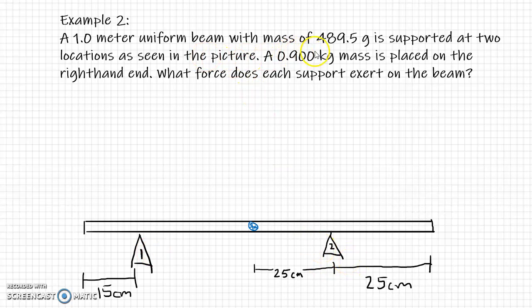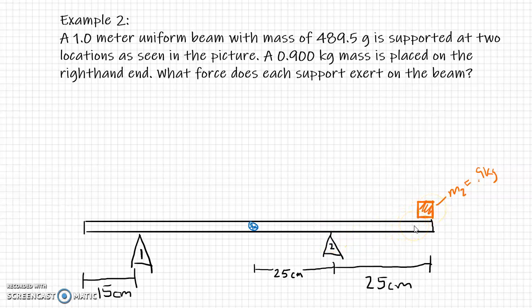Now the difference here is we're going to be placing a 0.9 kilogram mass on the right hand end. So that's going to place an object of some sort down here, which we'll call mass 2. Mass 2 is 0.9 kilograms. This is going to push down on this end and cause it to try to rotate in the clockwise direction around this point.